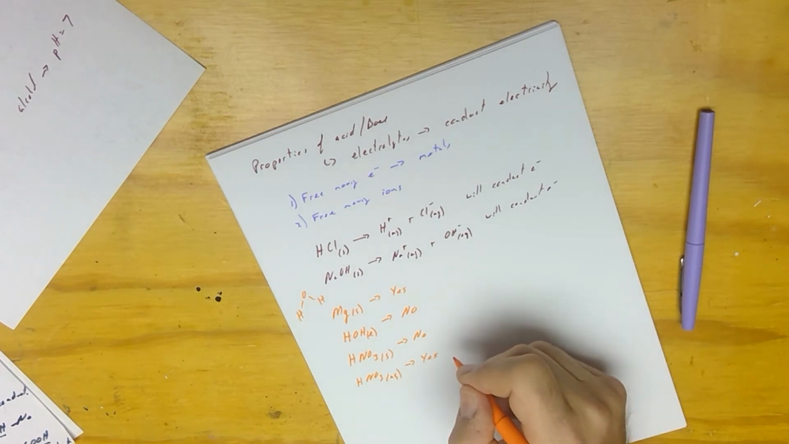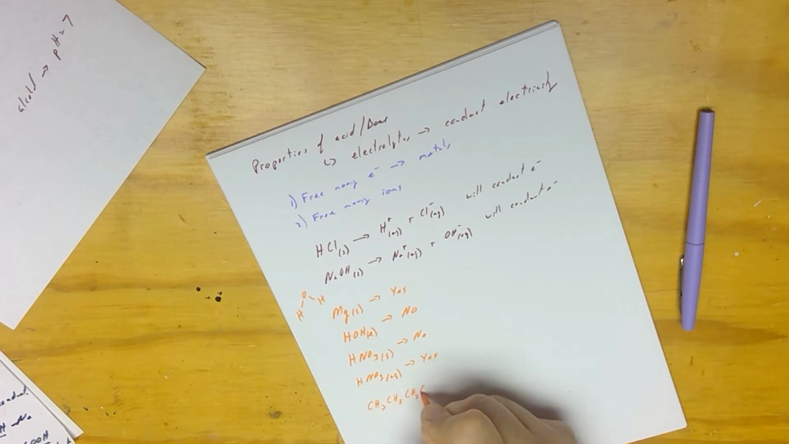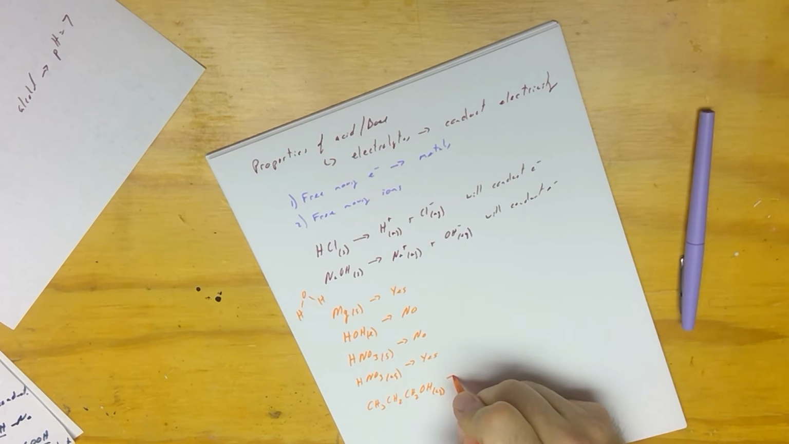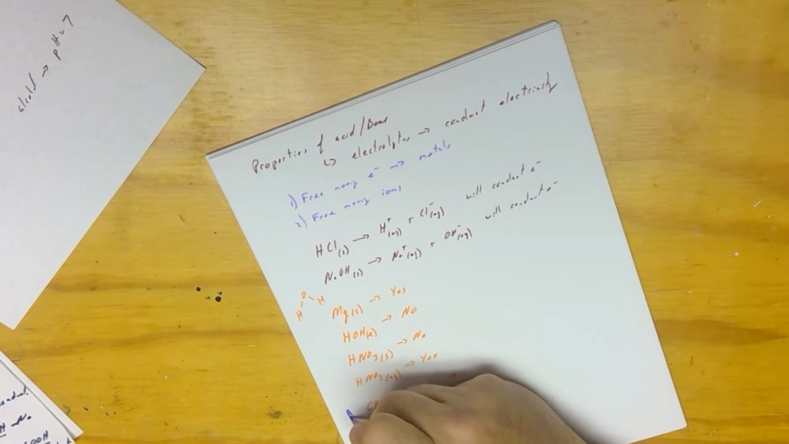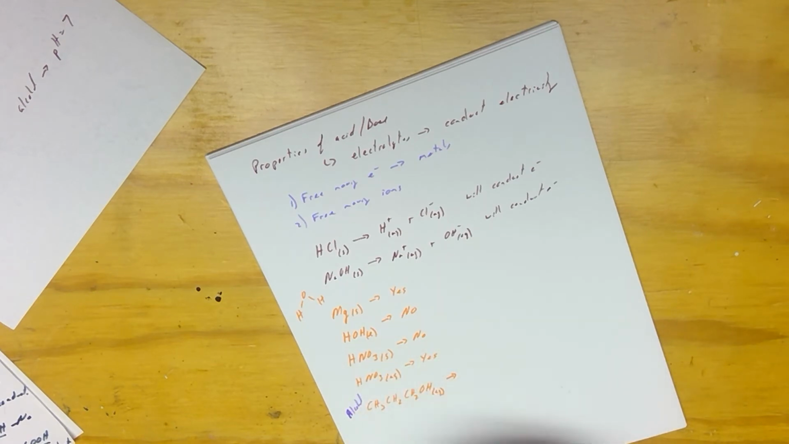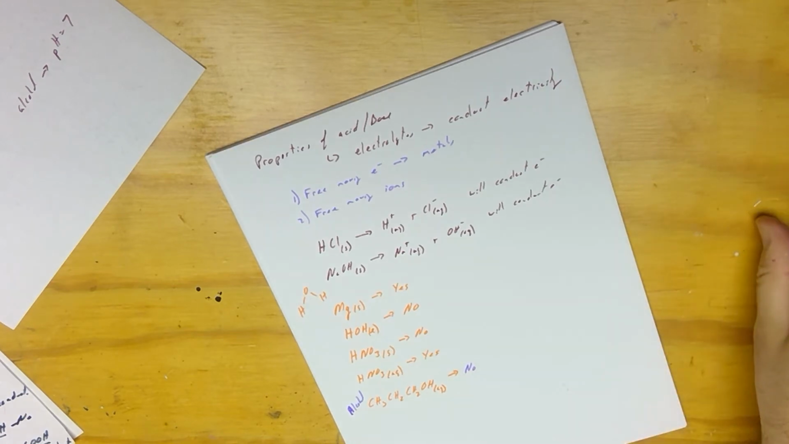How about CH3, CH2, CH2OH, aqueous? What if I put that in water? Will that conduct electricity? Well, what is it? It's not a base, it's an alcohol. Remember, alcohols don't break up in water. It doesn't form OH minus. It's not going to produce ions, so it will not conduct electricity.